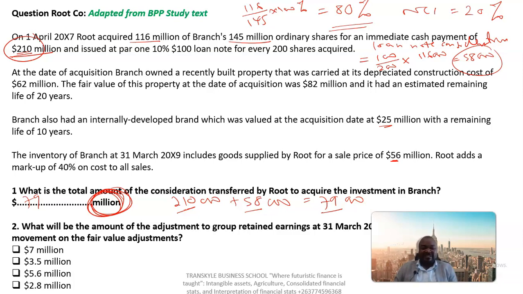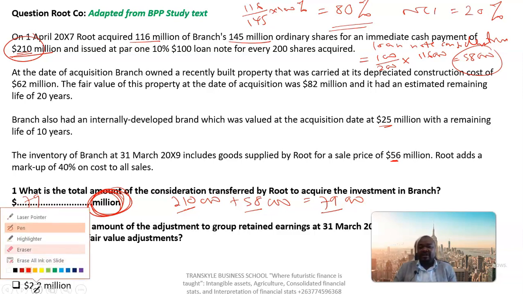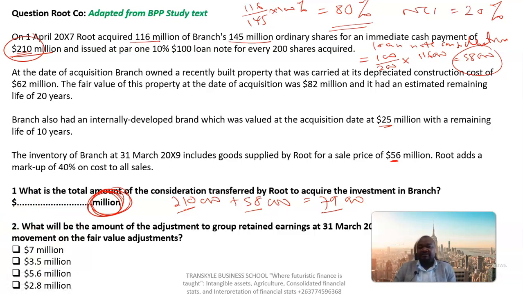It's 210 plus 58. Let me just punch it. It's not good to use mental work sometimes. All right, so it actually comes to 268. I'm sorry there. Please forgive me. Don't begrudge your tutor. So it's 268 million. All right. Let's proceed with the scenario.